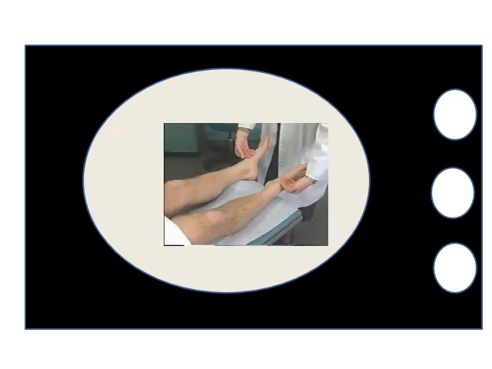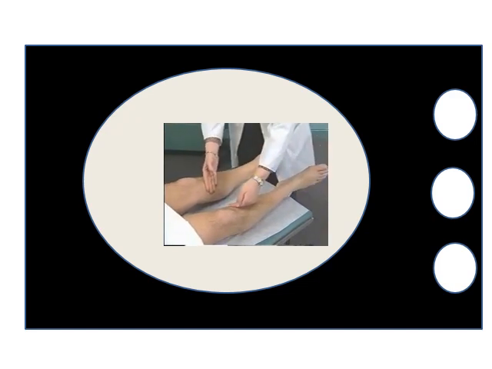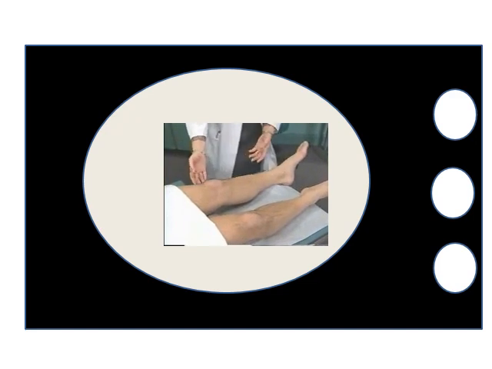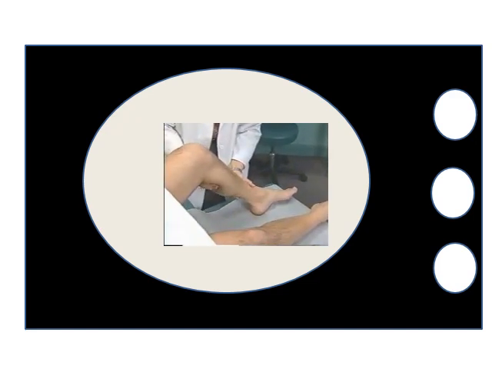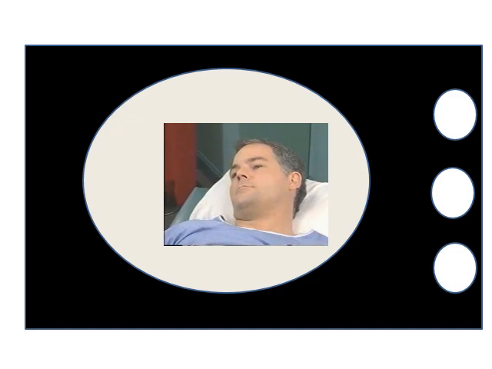Then, using the back of your hands, check the temperature of the legs from the feet up. It should be warm and symmetrical. Now, flex the patient's knee and compress the calf muscle against the tibia. Release the pressure, and then dorsiflex the patient's foot. Neither action should cause pain.